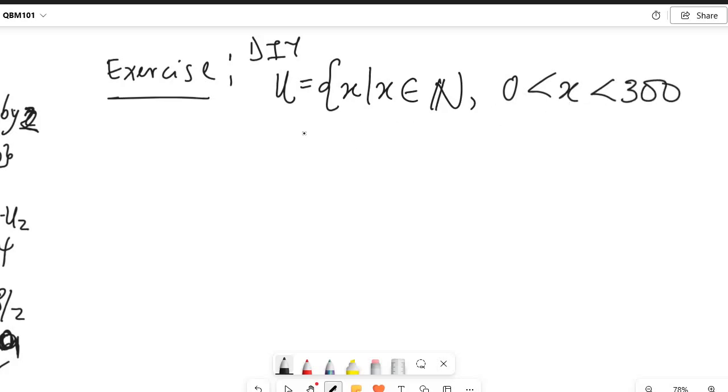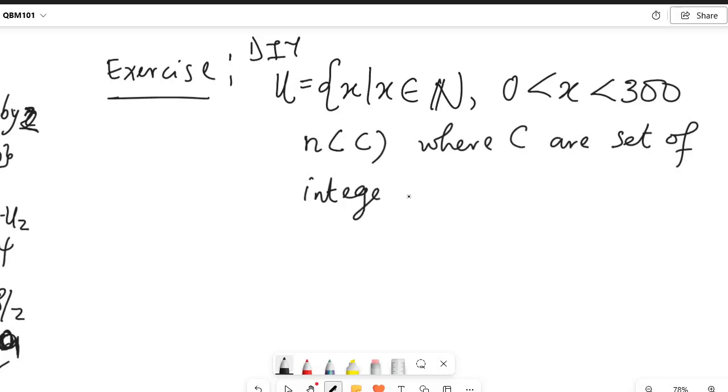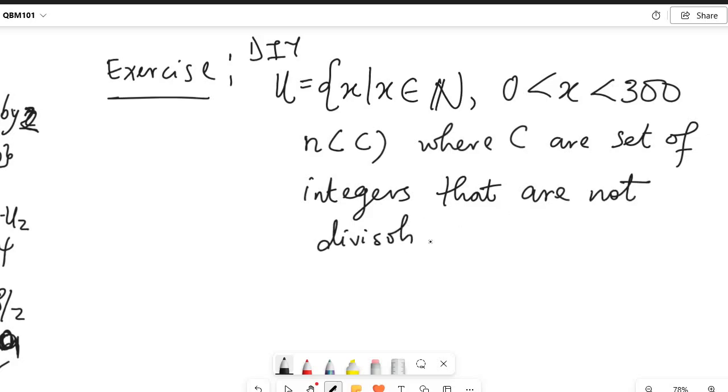Try this yourself, and then find n of C, where C equals y, such that y is an element of... okay, let me not use this, let me use words, okay? So where C is the set of integers that are not divisible by 3. Try this. That are not divisible by 3.